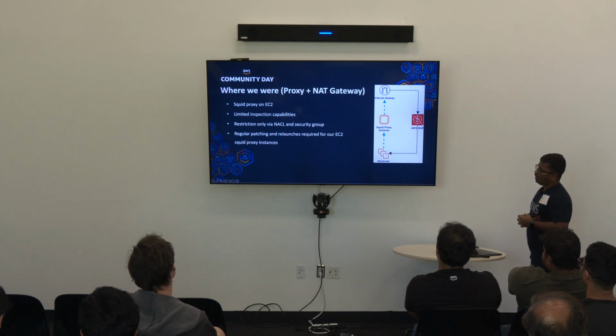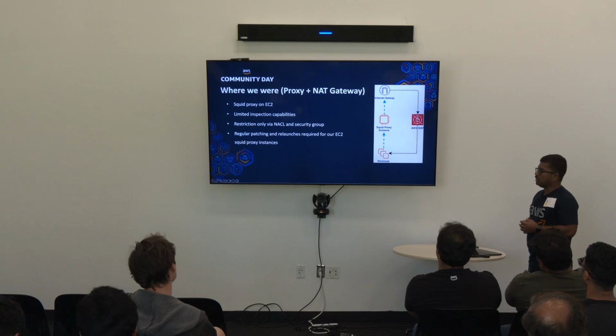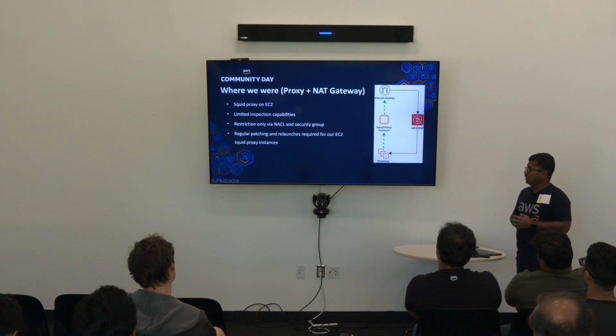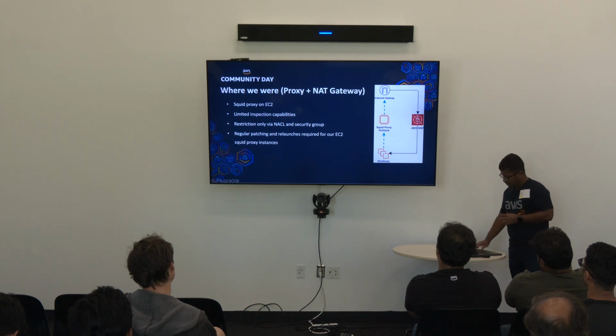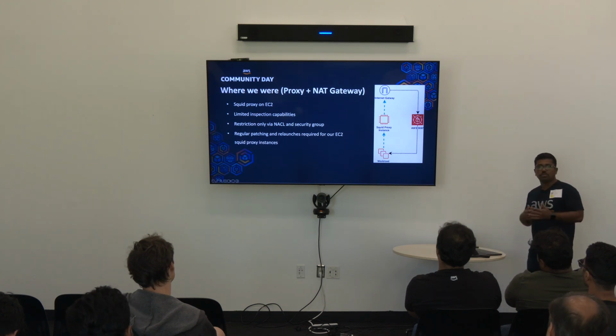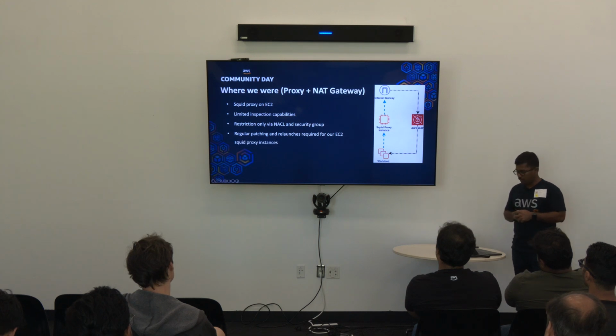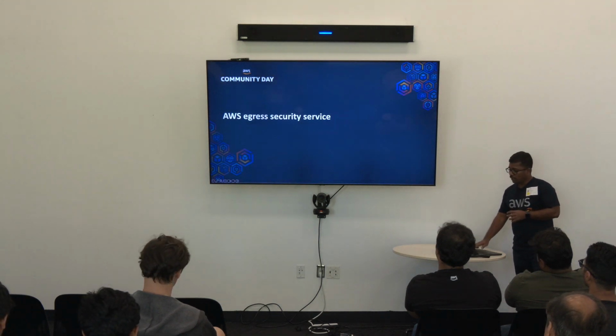Another problem with the Squid proxy is that we need to patch and relaunch the EC2 instances frequently, just to make sure the proxy is updated with all the patches. Most of the time, we use the Squid proxy only for URL filtering. We don't do any deep packet inspection. We can't do anything.